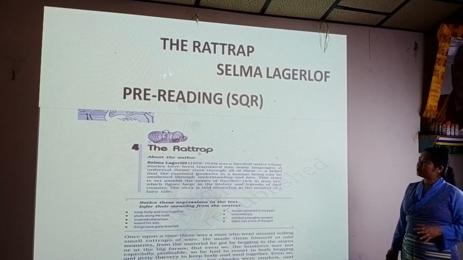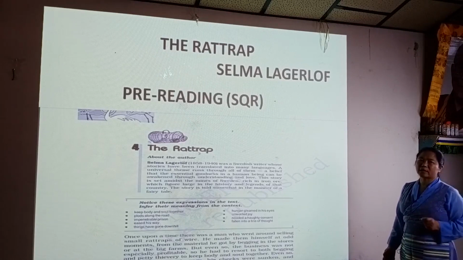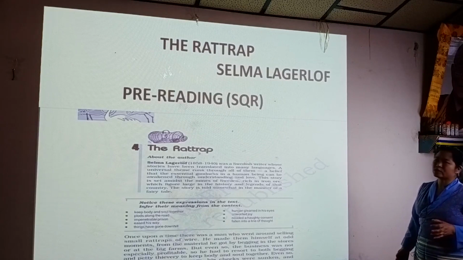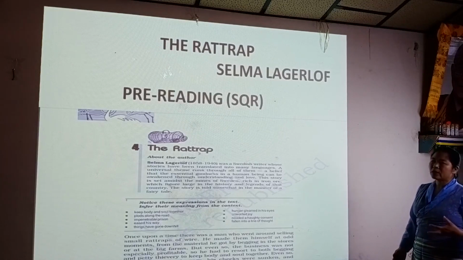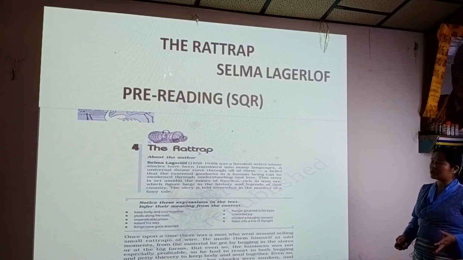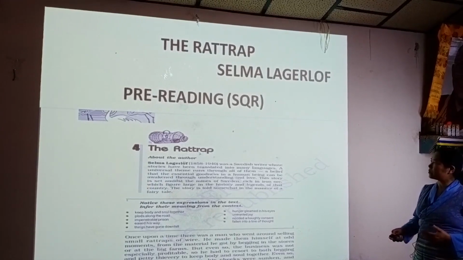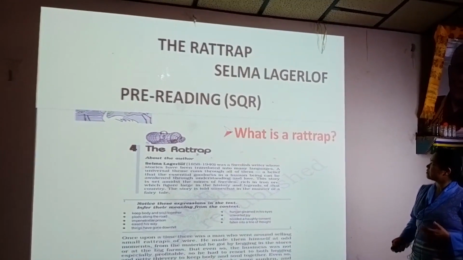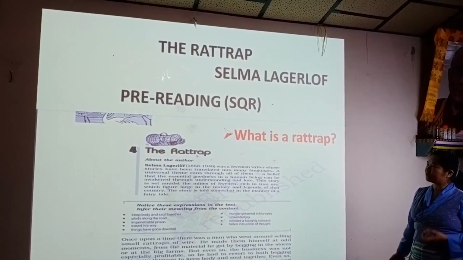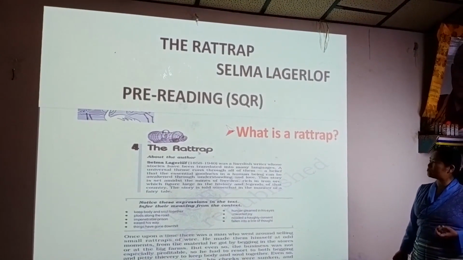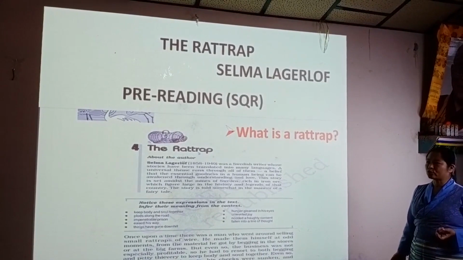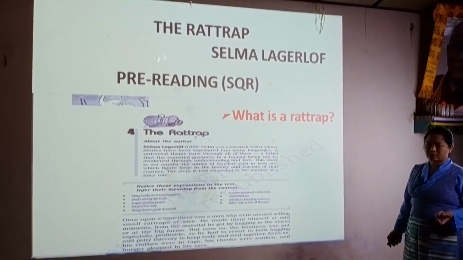By looking at, observing, and surveying all these things, the next step is Q, the question section. We'll start asking questions to ourselves, frame questions which will lead us to the actual destination of our task, that is the reading comprehension. For example, we'll say, what is a rat trap? You have a picture there. We all know that a rat trap is a device which is used for catching rats.